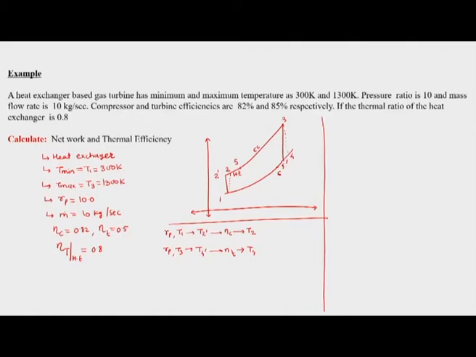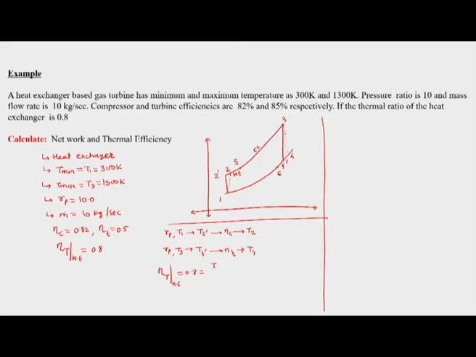Now in this example there is a new thing which is told to us, which is the thermal ratio of the heat exchanger, 0.8. We know that when we derived the formula we had taken it as 1, and based upon that we derived some formulas. What is this? This is actual heat transfer divided by maximum possible heat transfer.